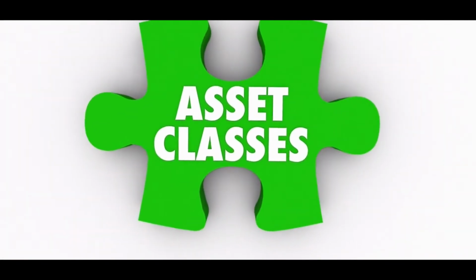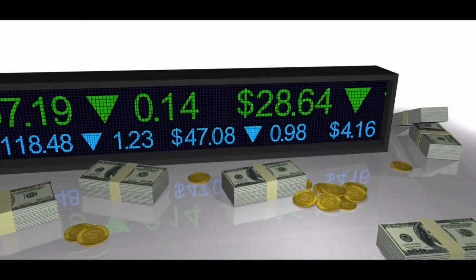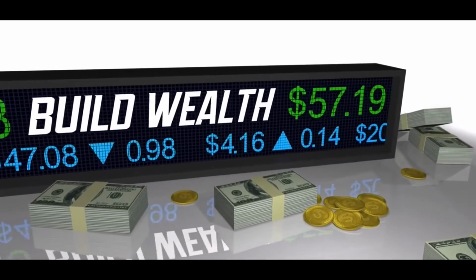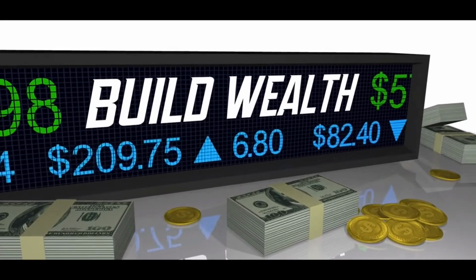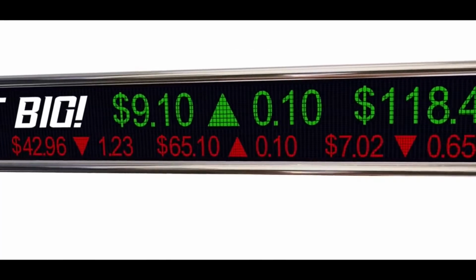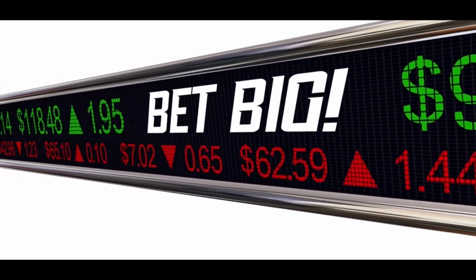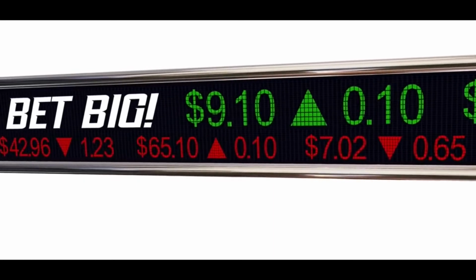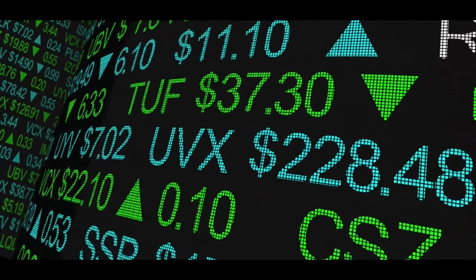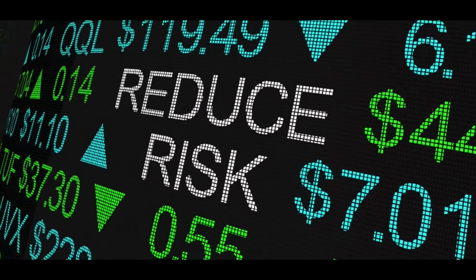Section 3, Building Your Dividend Portfolio. Now that you understand the basics and benefits of dividend investing, it's time to explore how to build your dividend portfolio. We'll discuss key factors to consider when selecting dividend stocks, such as the company's stability, historical dividend growth, and payout ratios. Additionally, we'll touch upon diversification and how it helps mitigate risks.